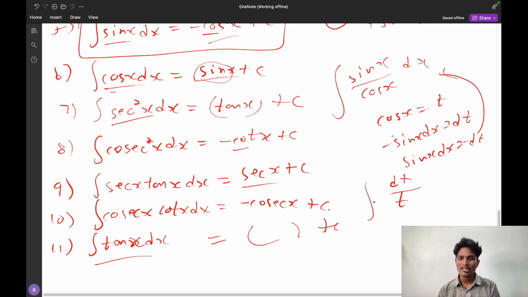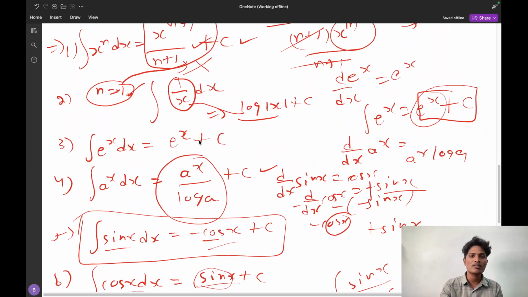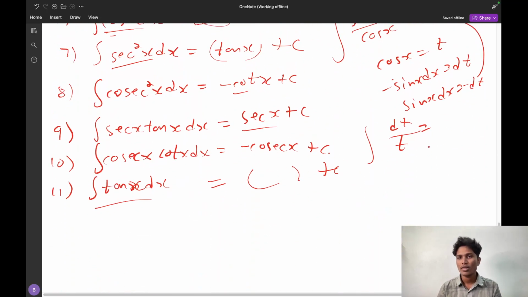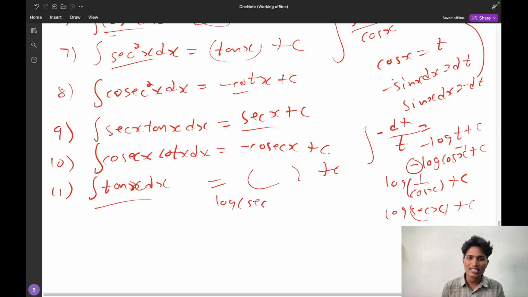I substituted t, so what is the integration of 1 by t? I already discussed this. The integration of 1 by x is log x, so here also log t. Here it is minus, so minus log t plus c. What is t? Cos x. So minus log cos x plus c. Or if I take the minus inside, it becomes log 1 by cos x plus c, which is log secant x. So two answers are possible here: the integral of tan x is log of secant x plus c, or minus log of cos x plus c.